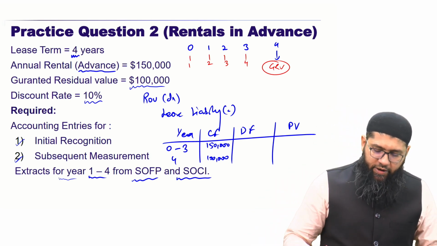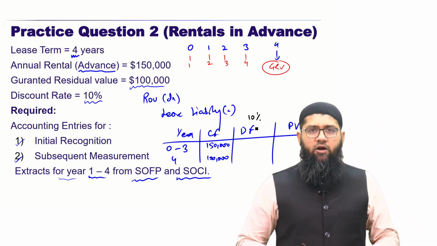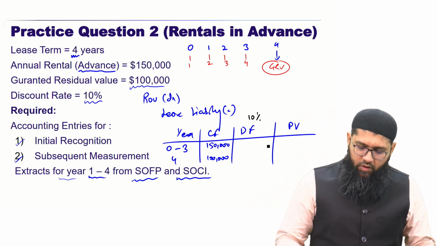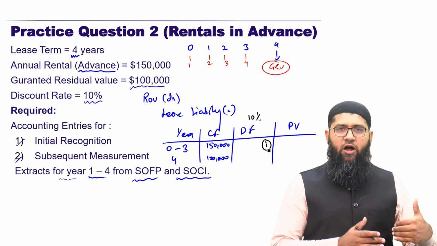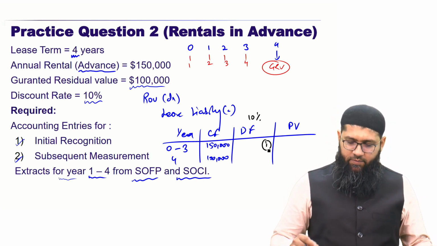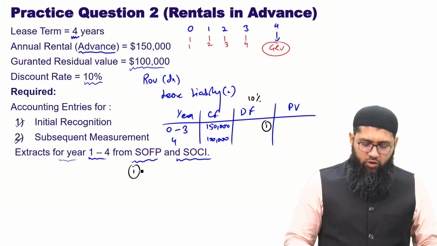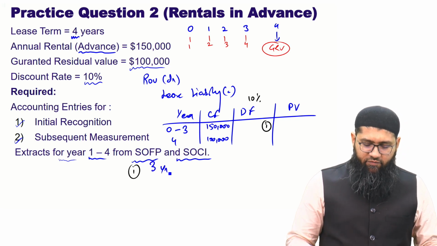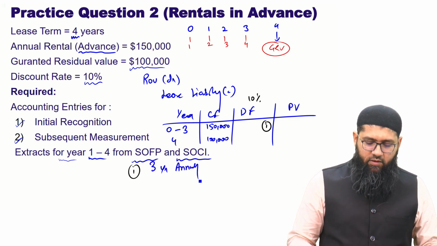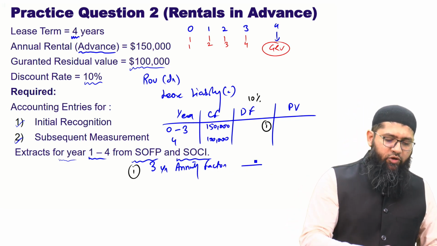Now, the discount rate that is given is 10%. I'll tell you how exactly I am going to calculate the discount factor for time period 0 till 3. Basically, you're going to simply say that we need to have what? We need to have a 3-year annuity factor. And the 3-year annuity factor at 10% is what you have to calculate.